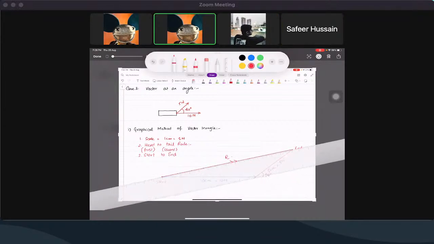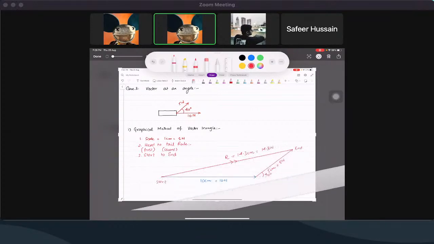Then I'm going to measure the resultant length. Right now, according to this digital scale, it's 1 2 3 4 5 6 7 8 9 10 11 12 13 14 and 14.3. So the resultant is 14.3 centimeter. Because my scale was 1 centimeter to 1 newton, it would mean that it is also 14.3 newtons. Is it clear? And then I'm going to take the angle. So I want this angle. Yes.